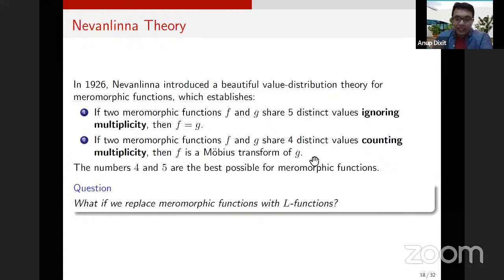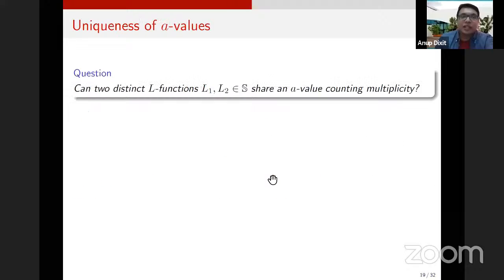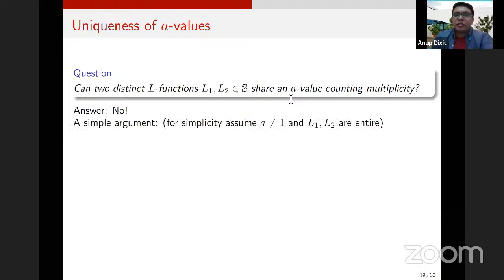But to demonstrate how restrictive this type of question becomes when we talk about L functions, let me give you one very simple observation and simple proof. Let's say you take two distinct L functions in the Selberg class, and let's say they share one value counting multiplicity. So wherever L1 takes value A, L2 also takes value A with the same multiplicity. Can it happen? The answer is no.